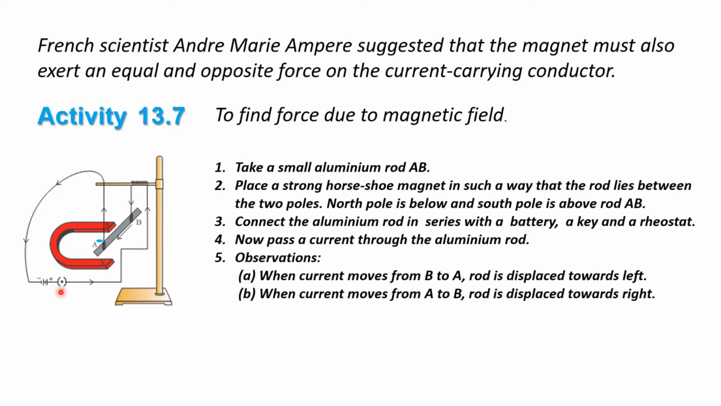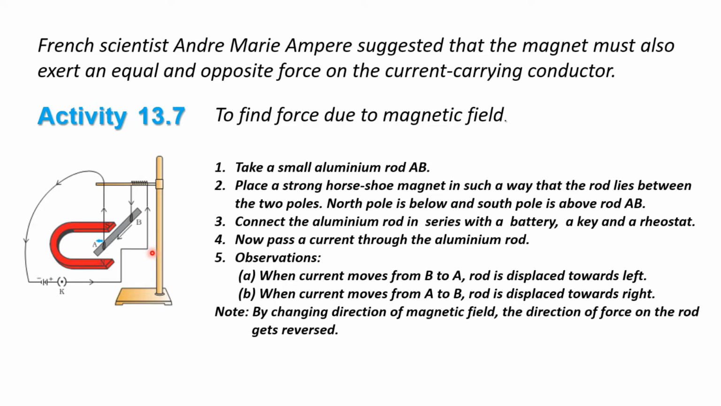What do you observe? When the current is moving from B to A, the rod is displaced towards left, this side. And when we reverse the polarity, that means this side will be negative and this is positive, the current will flow in this manner. The current will move from A to B and the rod will get displaced towards the right side. By changing the direction of magnetic field, the direction of force on the rod gets reversed.